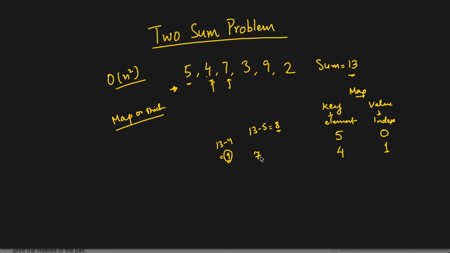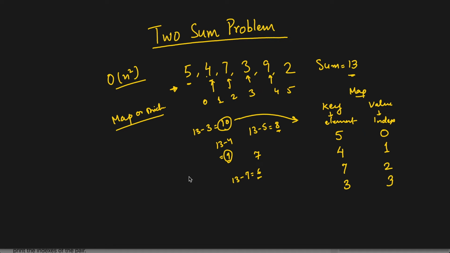That is 7. 13 minus 7 is 6. 6 is also not present in the map. So we'll enter this 7 and the index 2, with indexes 0, 1, 2, 3, 4, 5. Now the next element is 3. 13 minus 3 is 10, so check if 10 is present in the map. It's not present, so we'll enter 3, and the index is 3.